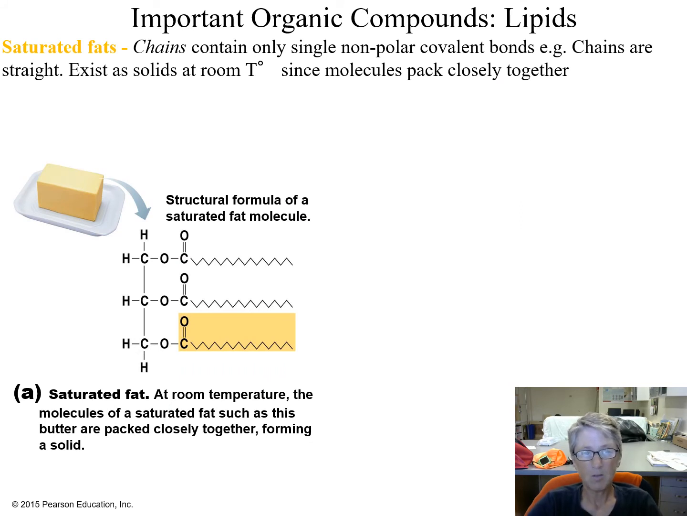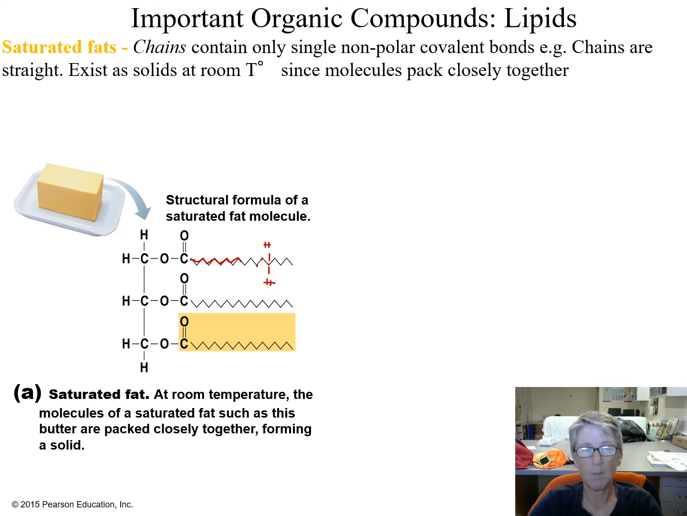All right, so back to saturated and unsaturated fat. This is a cartoon of a saturated fat. In a saturated fat, the definition is that their chains, these fatty acid chains here, contain only single nonpolar covalent bonds. So they're straight. Each one of these little points is a carbon, and coming off each carbon you've got 2 hydrogen atoms along the whole chain.